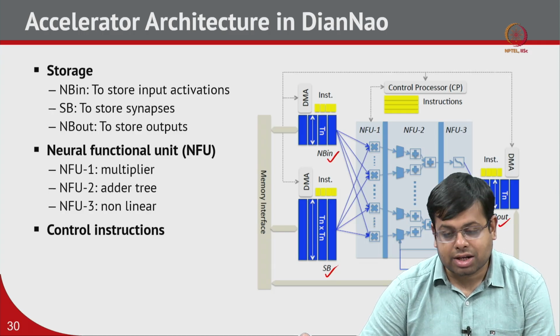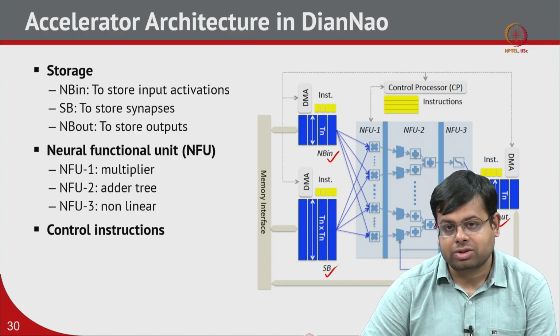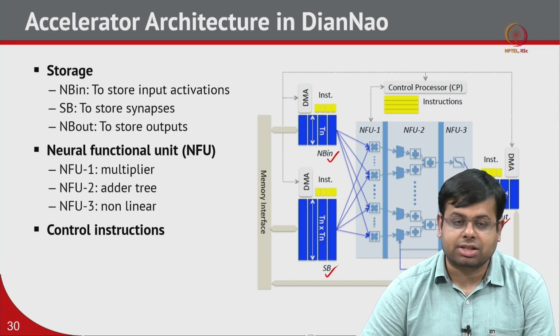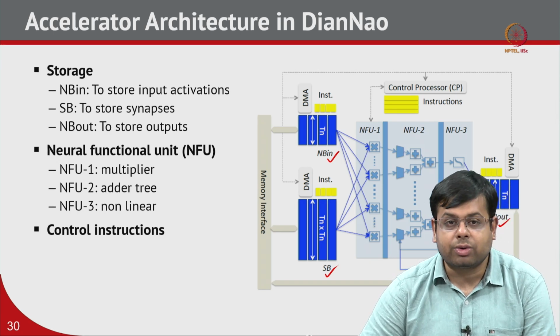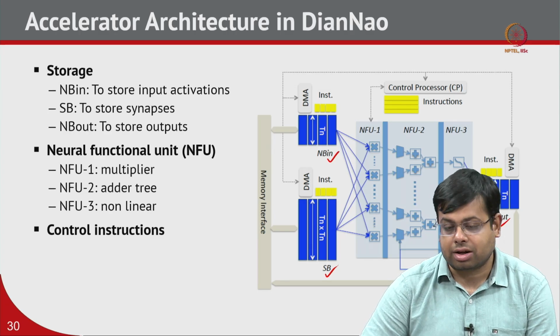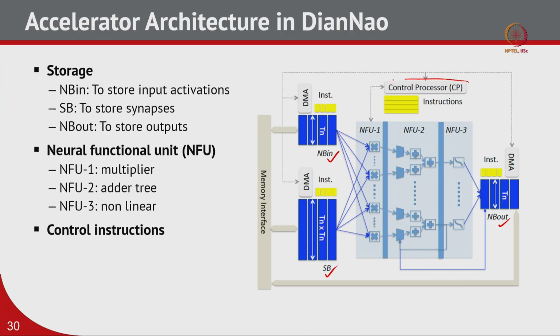They have a neural functional unit, and the neural functional unit also has three distinct components. One is NFU1, which consists of multipliers, NFU2 which consists of an adder tree, and then NFU3 which consists of a nonlinear unit. And finally, they have this control processor, which is responsible to store as well as to schedule the control instructions.